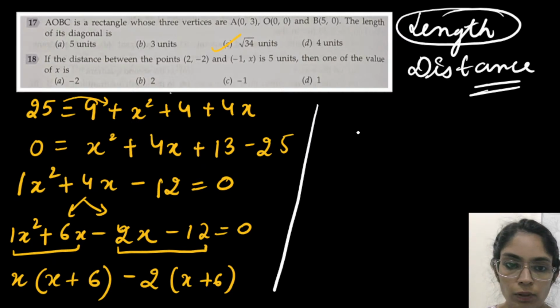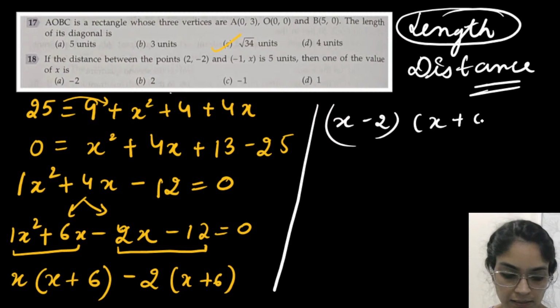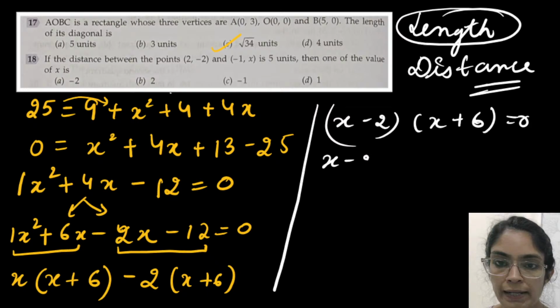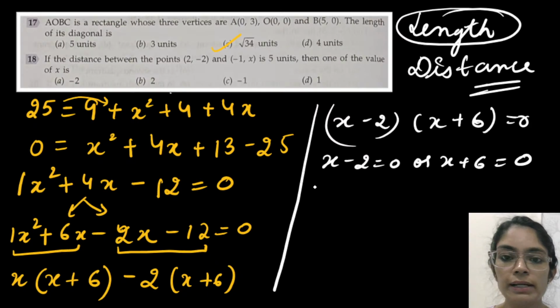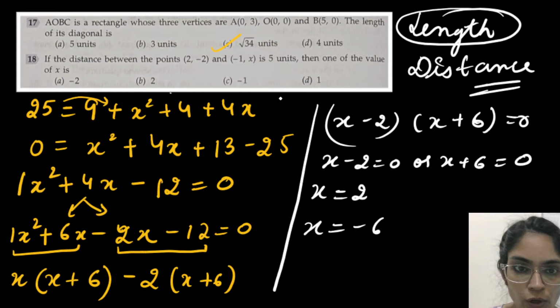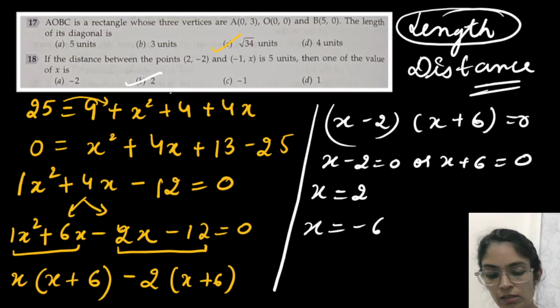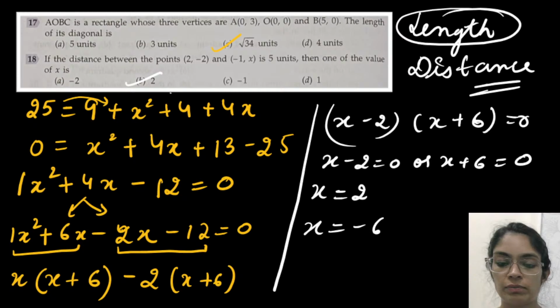So what x value will we get? x minus 2 into x plus 6 is equal to 0. So x minus 2 is equal to 0 or x plus 6 is equal to 0. If we equate with 0, we'll get the value of x as positive 2 or negative 6. So which option is the correct answer? Positive 2, B option. Yes, many of you already gave me the answer. B option, yes, so maximum of you have given the answer.